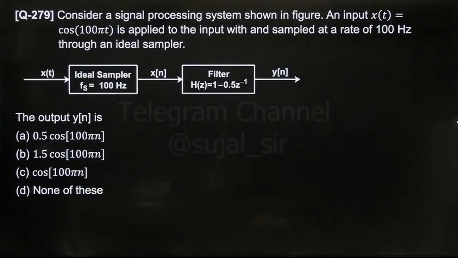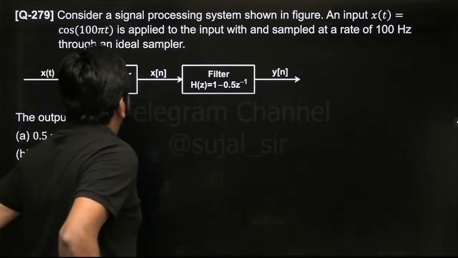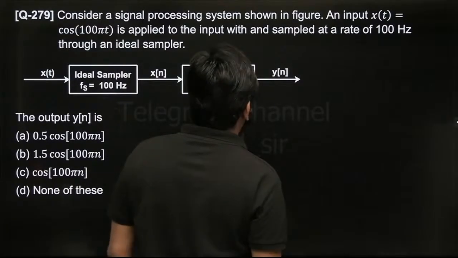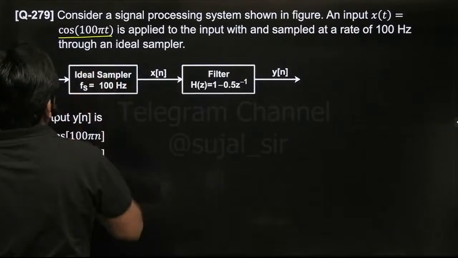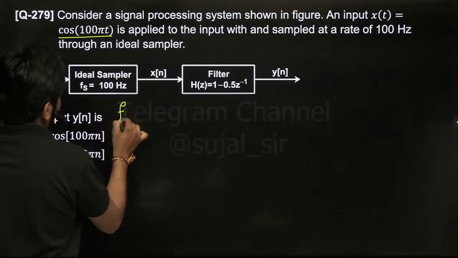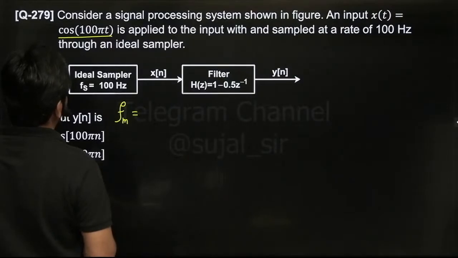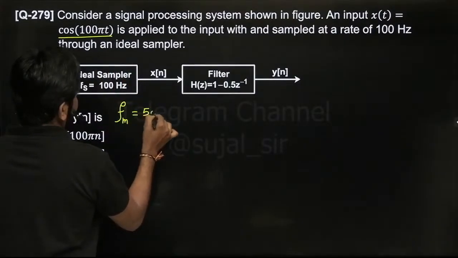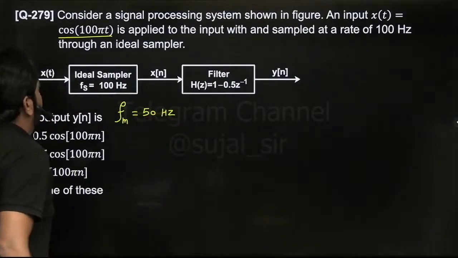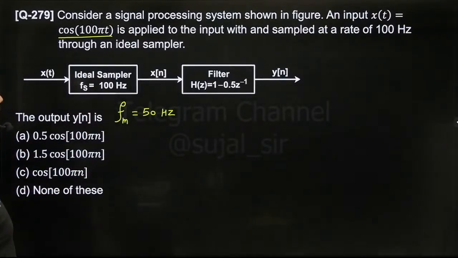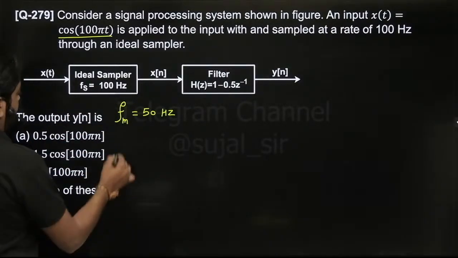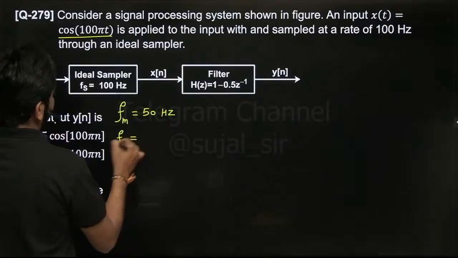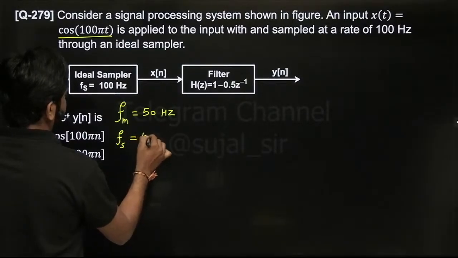Question number 279. Okay. Consider a signal processing system shown in the figure, and input x of t is equal to cos 100 pi t. So first write the data. Fm is equal to 50 hertz. Correct? 50 hertz. Okay. It is applied to the input with a sample at a rate of 100 hertz. So sampling frequency is also given, at the rate of 100 hertz, guys.